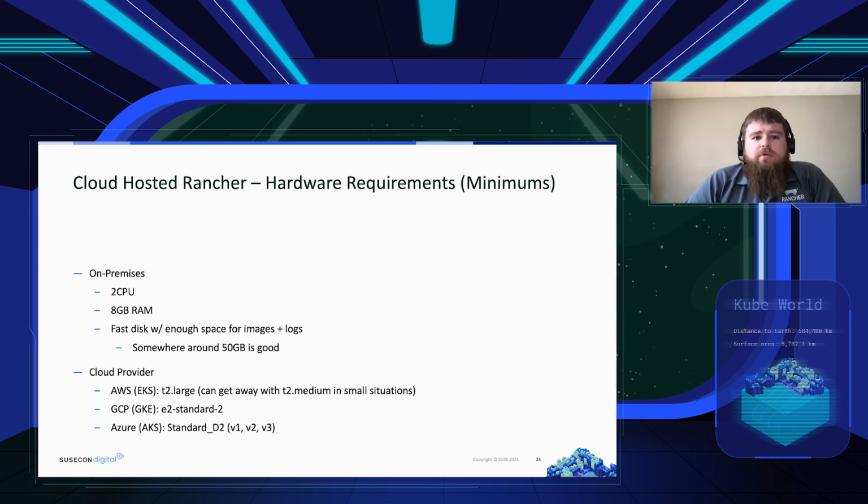In cloud-hosted Rancher, there are specific hardware requirements. This is also true of on-premises Rancher, but we can separate these out into specific resources like CPU, memory, disk, or in the cloud provider world, into instance sizing. When we're talking in an on-premises Rancher installation, we're looking at a minimum of 2 CPU, 8 gig of RAM, and then a fast disk with enough space for images plus logs for the Rancher installation. I don't have a hard recommendation here other than to say somewhere around 50 gigabytes is a good starting place.